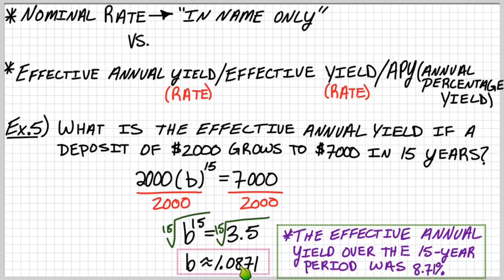Like example 4, it asked for what the growth rate was, like this whole 1.0 answer. And now it asks for the effective annual yield, or the effective annual rate. So that's how much bigger this is than 1. What's the leftover? How much bigger is it than 100%? 8.71%.